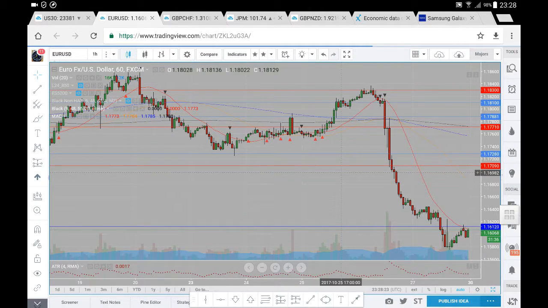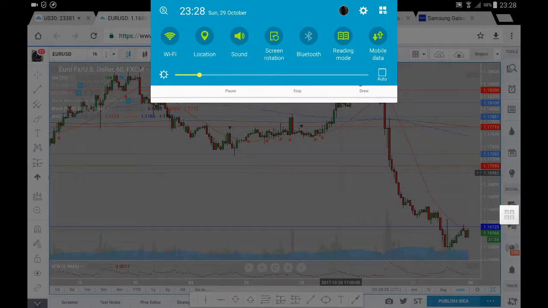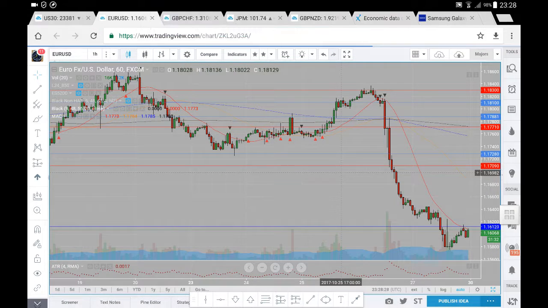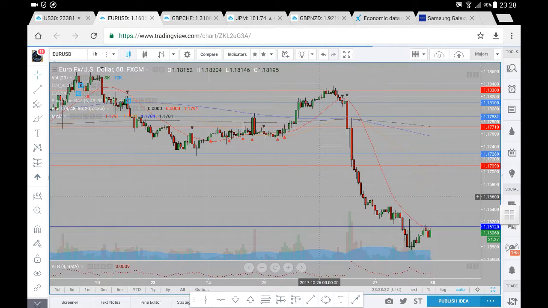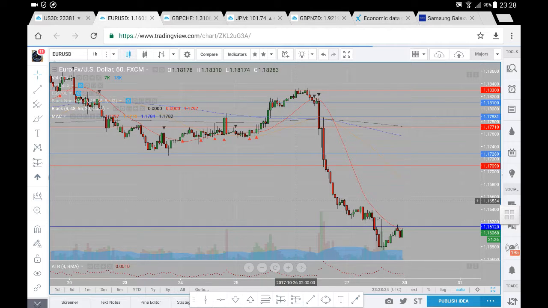So this is the euro dollar analysis for Monday the 30th of October. Now let's have a look at what happened with prices on the, let's just get this right, on the 27th. On the 27th we were expecting a continuation all the way down past this support here at 116.12.